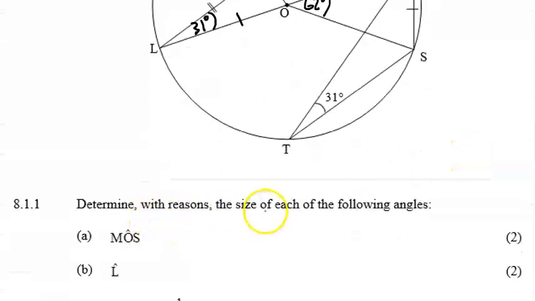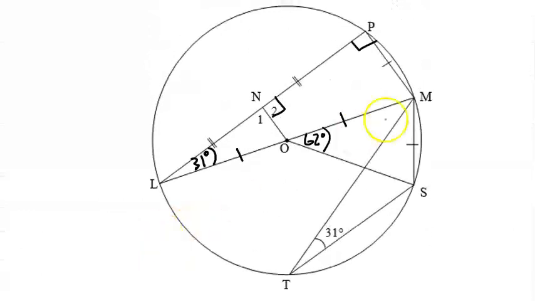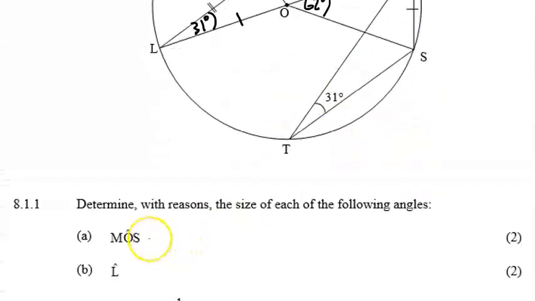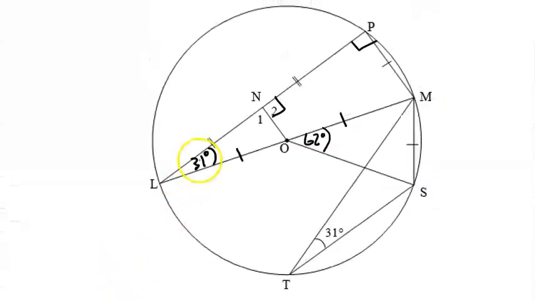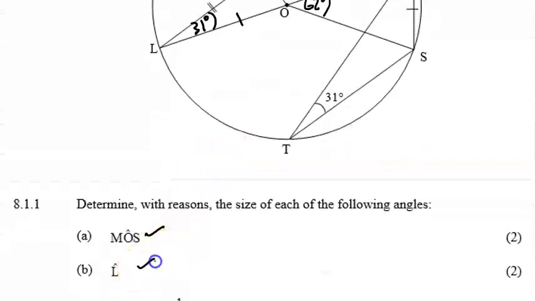Determine with reasons the size of each of the following angles. MOS. So if you go look at MOS, it's already done, 62 degrees. So we just need to write that statement down. L is 31 degrees. We've already got 31 degrees there, so that's also done. So we just need to write the statement down.